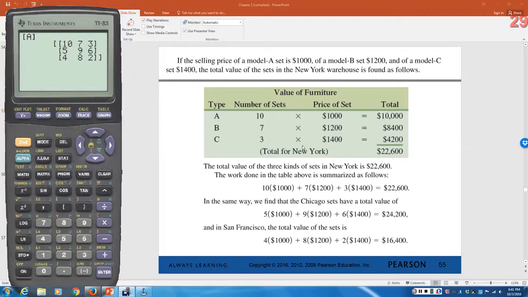How would we want to arrange to multiply this to be able to get these totals to replace that row? We would have to have a matrix that would multiply 1,000 times the 10, and 1,200 times the 7, and 1,400 times the 3. But we would also want it to do the same thing, multiply 1,000 times 5, 1,200 times 9, and 1,400 times 6, and the same thing with the last row.